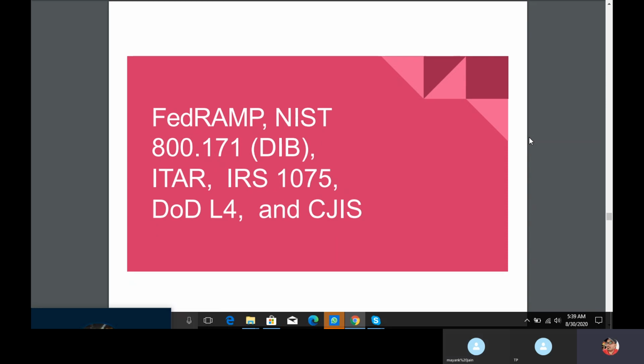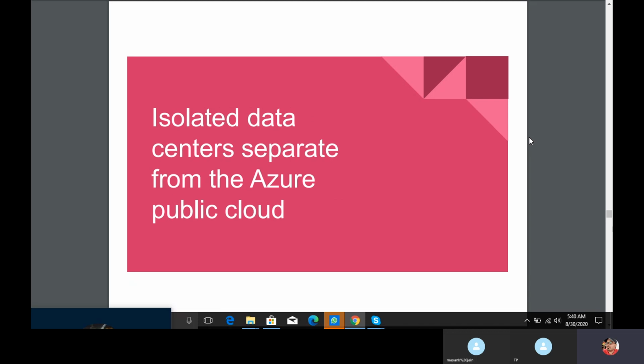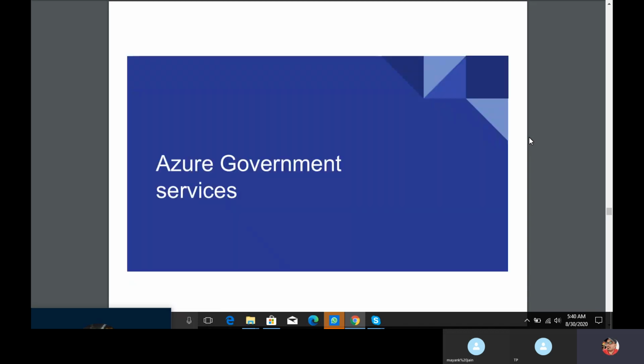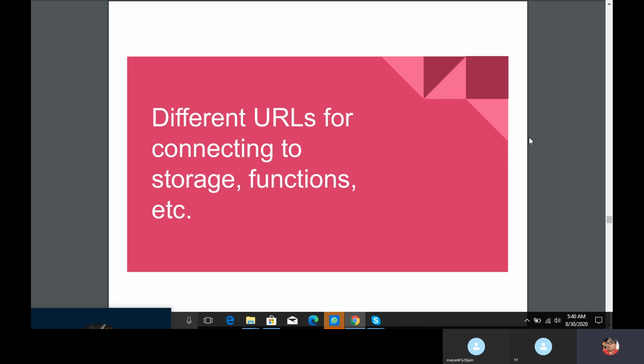And they are using next level certifications in terms of NIST, DoD, IRS. This is a different portal URL also. The portal is portal.azure.us for them, while in our case it is portal.azure.com. So this is a different portal for them to have the account, the services, the things. Got the visibility, Tanya? Yeah, thanks.